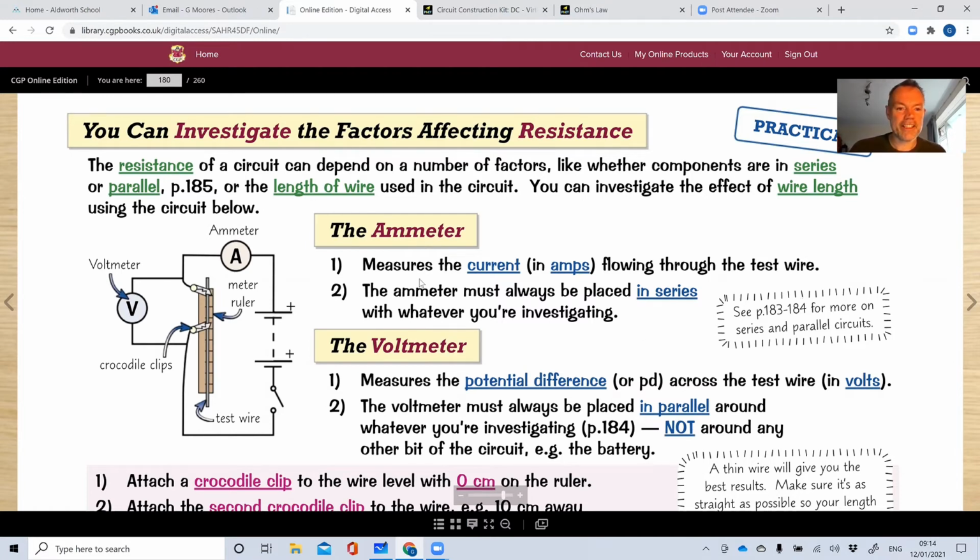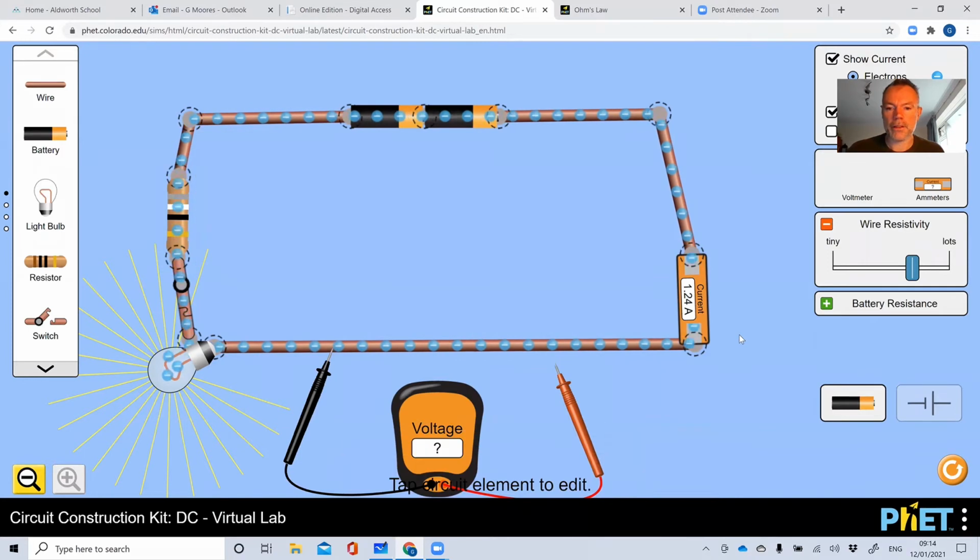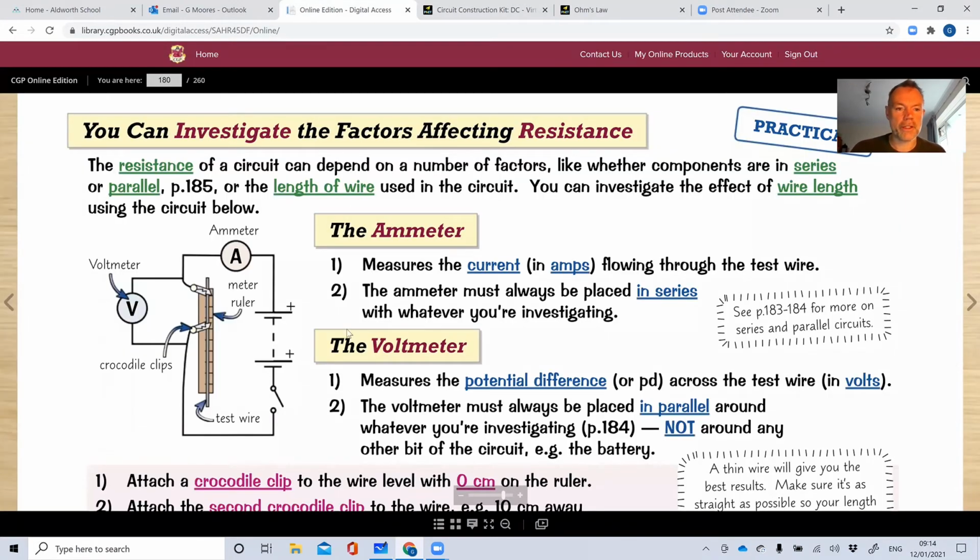So here's the circuit you set up. It is very similar to this one. Look, I've got my batteries, I've got a wire, I've got a resistor, I put a bulb in this one, and we've got a bit of resistance wire here. This is wire. I've got my ammeter, I've got my voltmeter. It's very similar, but it looks slightly different. So let's go through it.